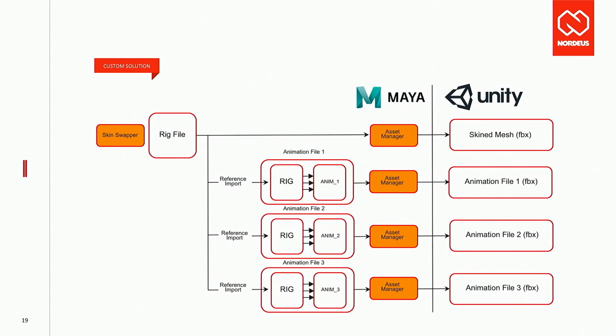Is it a mesh file? Is it an animation file? And it will export that to Unity, and of course it will take care of naming and of proper folder structure. So it reduces a lot of unnecessary work for us. And it also works back and forth, so it works in the other direction as well.